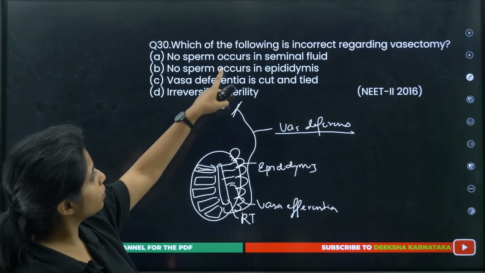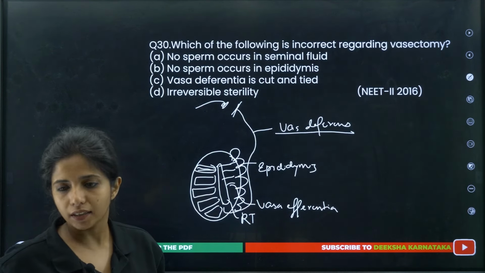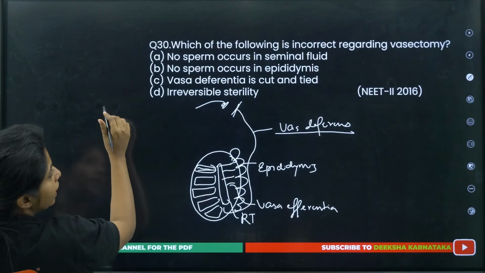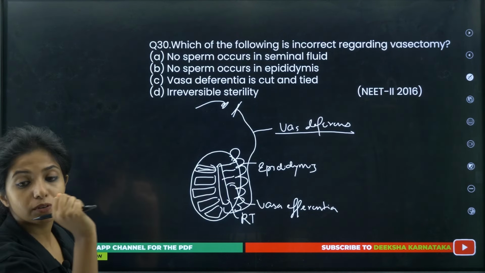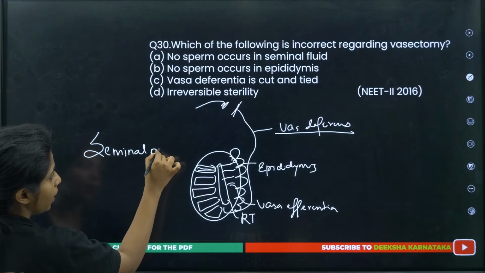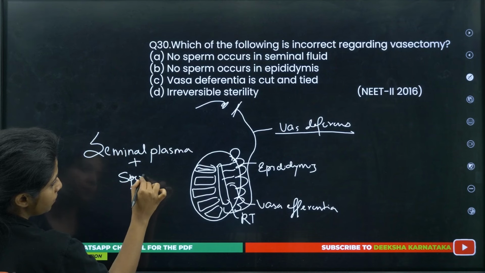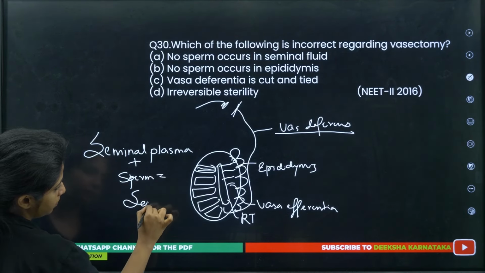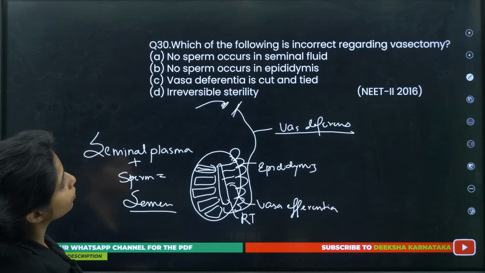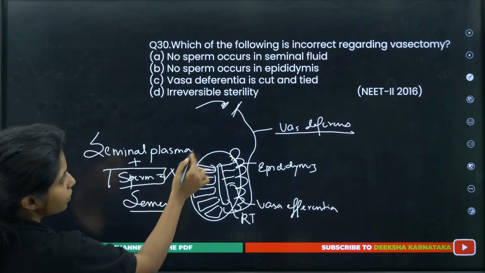So no sperm occurs in the seminal fluid. Is this the case? You are asked about the incorrect thing. Seminal fluid is basically the secretion. If you go ahead, you will find there are so many glands which release certain things for receiving the sperm, and all these things together you call seminal plasma. Seminal plasma plus sperm equals semen. Now it's saying no sperm occurs in the seminal fluid. Yes, no sperm occurs. Fine, it's not there because it has not been taken.